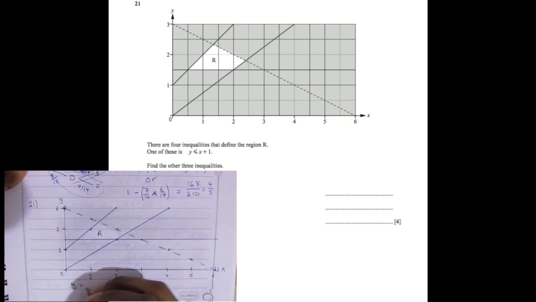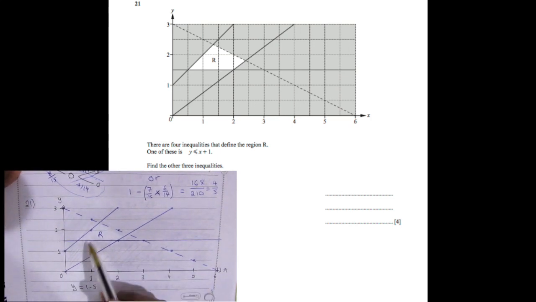So for question 21, we need to find the inequality that defines the region R. They gave us one of them, which is y is less than or equal to x plus 1. When you have a less than or equal to, or greater than or equal to, that's when the line is solid. And when it's dashed, there's no equal to. So we have one that's really easy to find, which is y is equal to 1.5, because it's just a straight horizontal line.